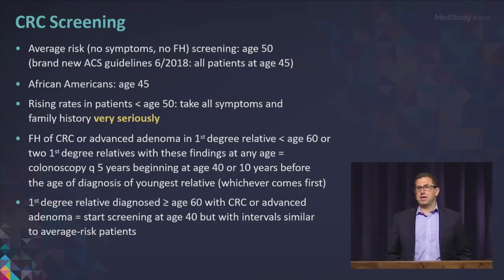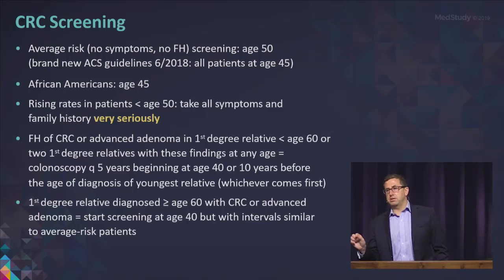So generally, if someone is average risk, meaning they have no symptoms and no family history, you're going to want to start screening them at age 50. However, I'm sure you've all seen this. In 2018, the American Cancer Society came out and said that every single patient that's average risk should start screening at age 45 instead of 50.